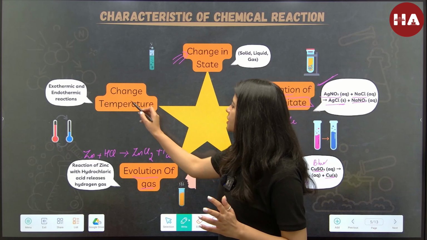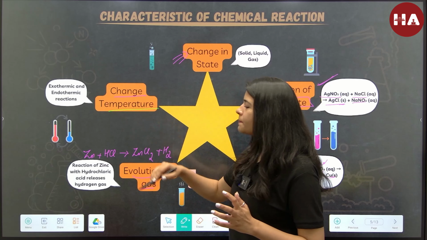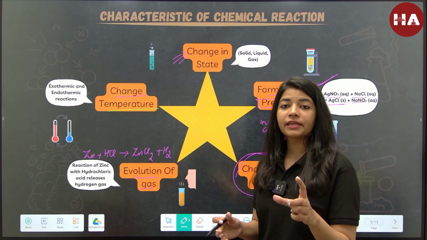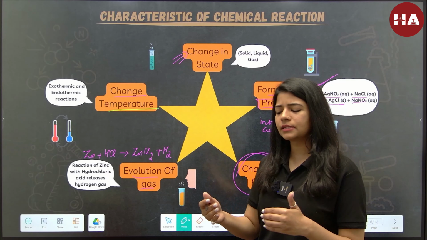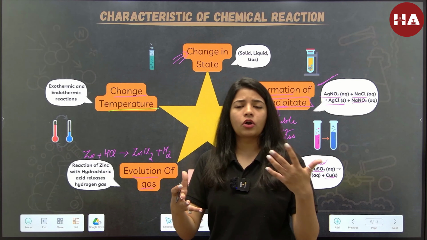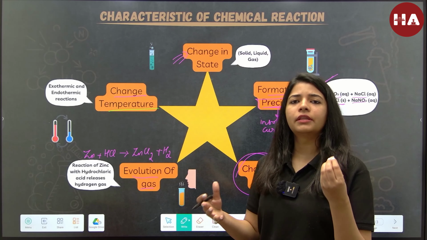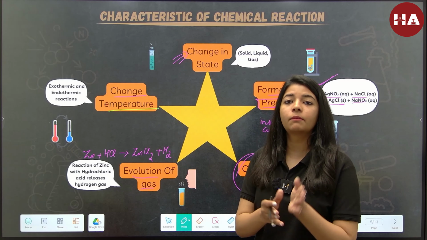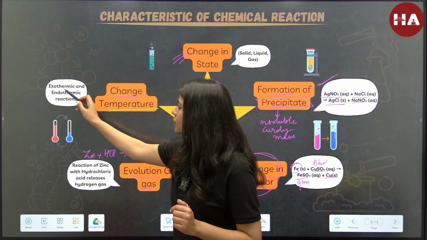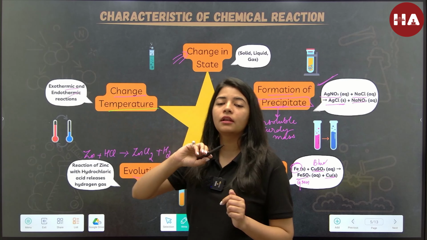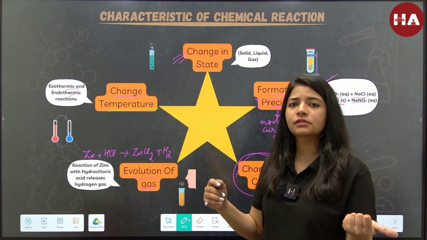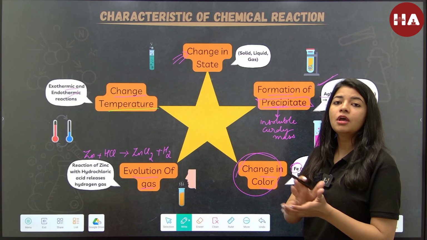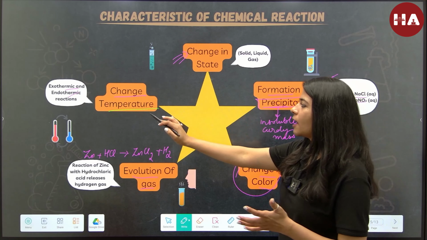Next and the last is change in temperature. So if the temperature of the test tube increases or decreases, or I can say the test tube becomes hotter or cool, then we can say that heat has been transferred from system to surrounding or from surrounding to system. These reactions are exothermic and endothermic reactions. We have already discussed this in detail in the previous slides or in the previous chapter. So you know this part very well, right?